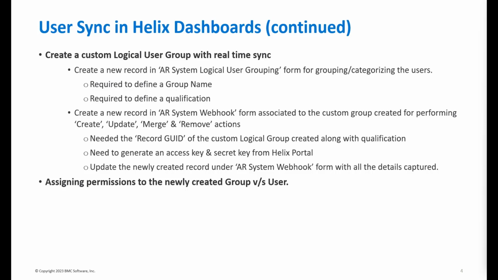In continuity, if you wish to have this group updated in real time, you will have to do an additional step of creating a new record in the AR System Webhook form to perform actions like any new user creation, any kind of updates to the record, merging and removing. For this, all you'll have to do is capture the record GUID of the group that you've created under the AR System Logical User Grouping. And you will have to generate a new access key and secret key from the Helix portal. With all these details in hand, you will have to create a new record under the AR System Webhook, and you're good to go.